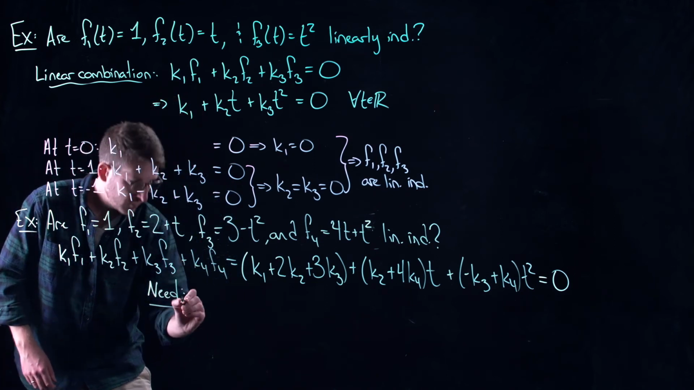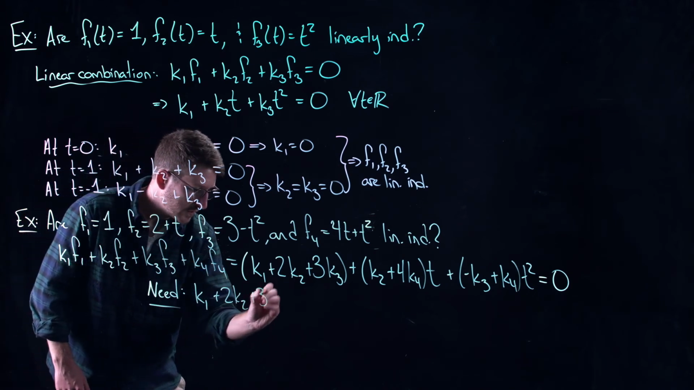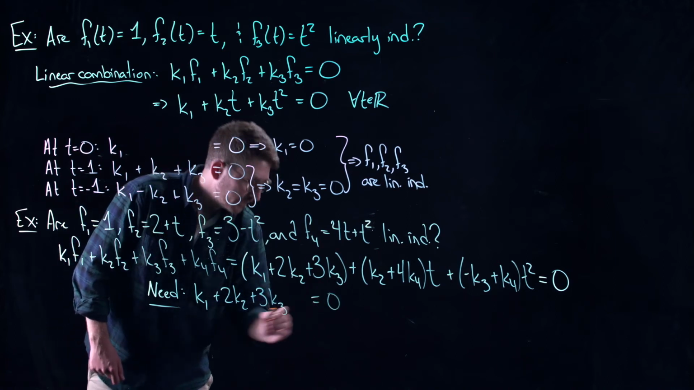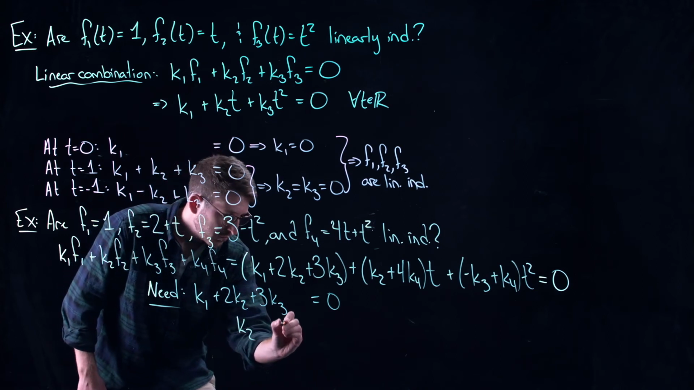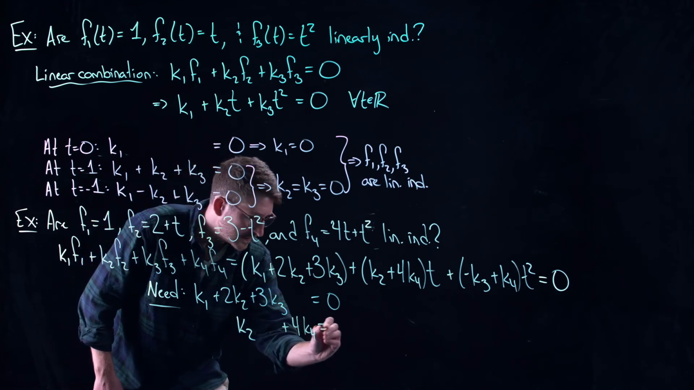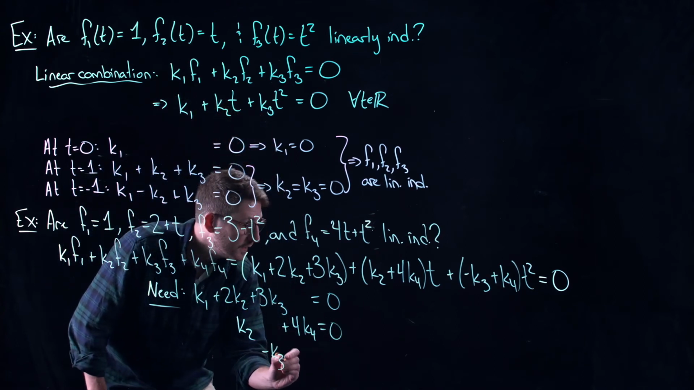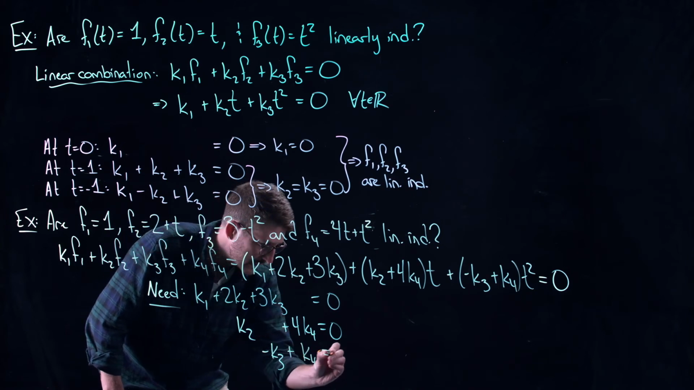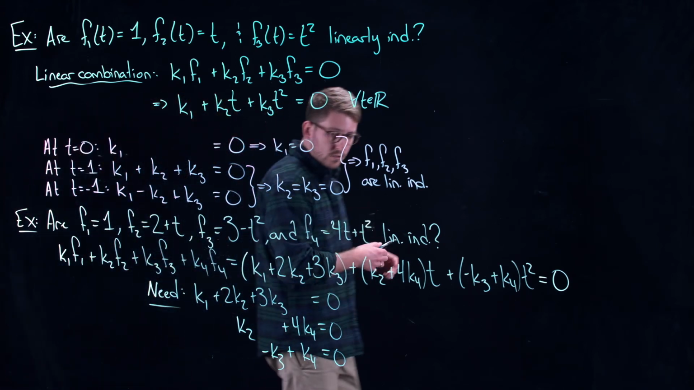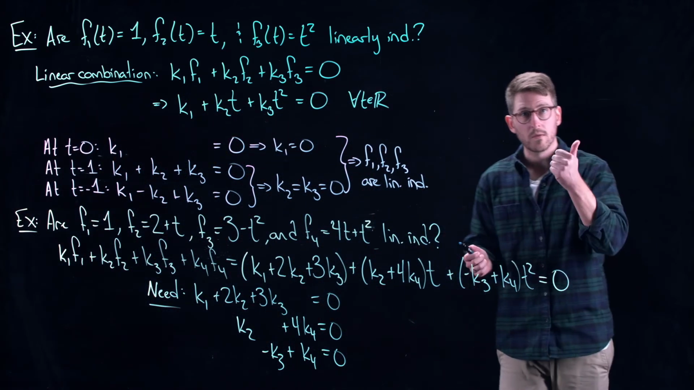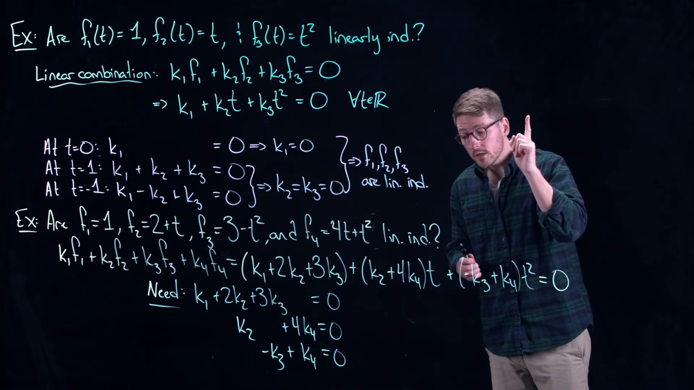well, what do we need? We need the constant term equal to 0, so K1 plus 2K2 plus 3K3 is equal to 0. We need the t term equal to 0, so that's K2 plus 4K4 is equal to 0. And we need the t squared term, minus K3 plus K4 is equal to 0. Now let's take a hard look at this. There are 4 unknowns, K1, K2, K3, and K4. There are only 3 equations.